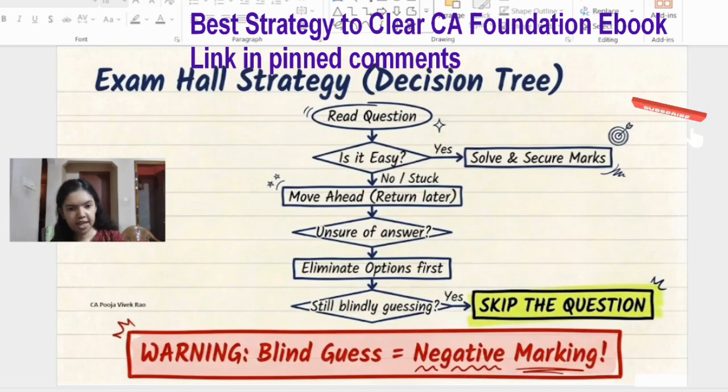Now let's discuss the exam hall strategy. So on the day of the examination, first attempt the easy questions. So this will help you to build confidence and secure marks quickly. Also avoid blind guessing. Remember, wrong answer can lead to negative marking. If you are unsure, eliminate options before attempting the answer. Manage time. Do not spend excessive time on a single question. If you don't know the answer to a question, go ahead with the other questions, solve them and return later.